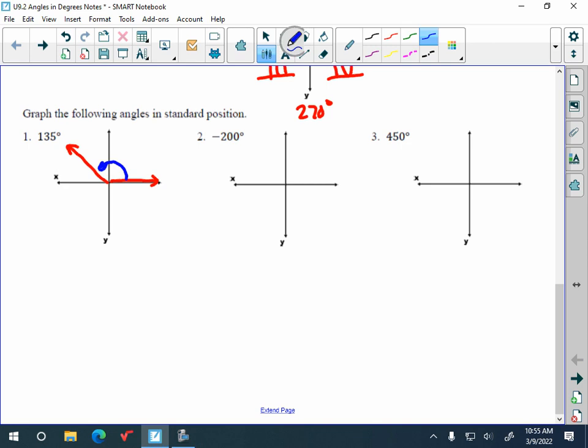Okay, Ryan, you getting it? Good. All right. Negative 200. When we rotate this at negative 200 degrees, what quadrant would it fall in?